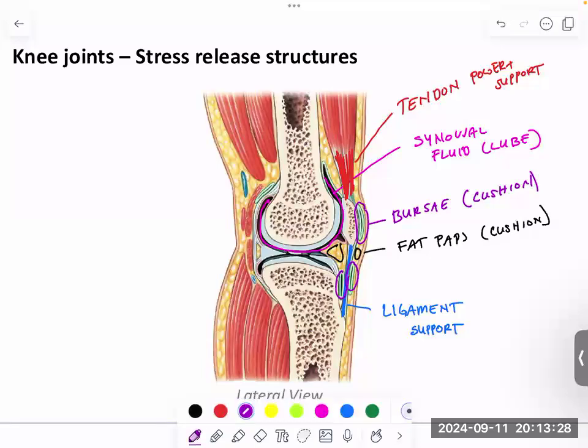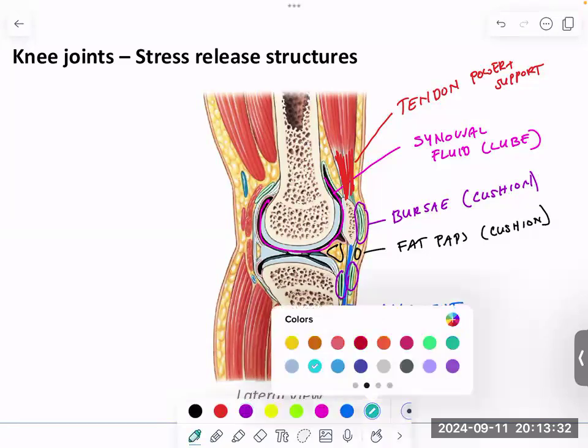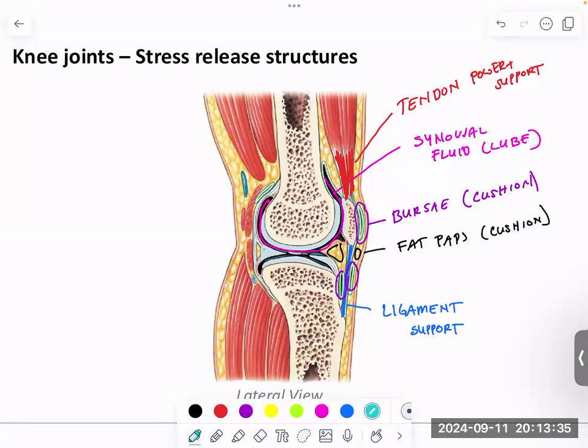You have a very specialized pad in here. And it sits right there. Does anybody know what that pad is? It's the disc. What is it? You have 2 of them. It's made of fibrocartilage. Good.